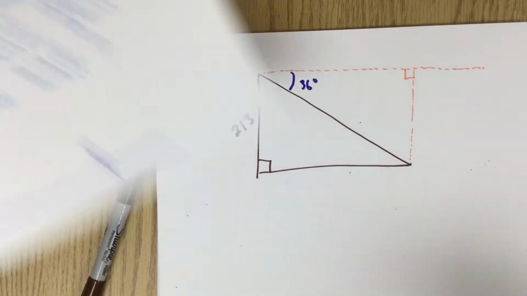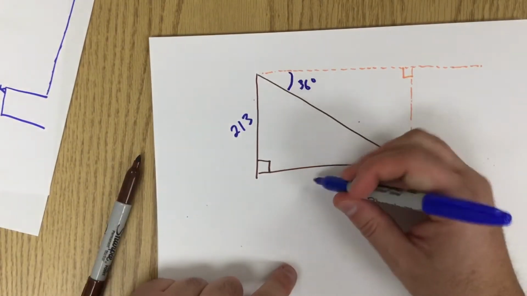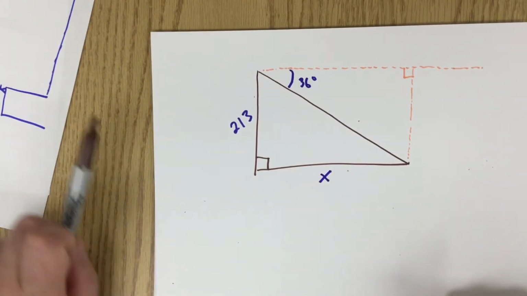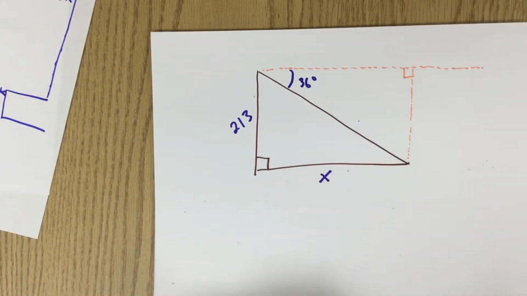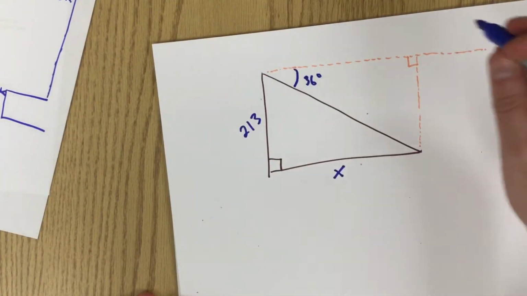What are we trying to find? How far is Tormund from the bottom of the wall? So there's Tormund, there's the wall. We want to know how far Tormund is from the bottom of the wall. Now there's two ways of going about this. So method 1.